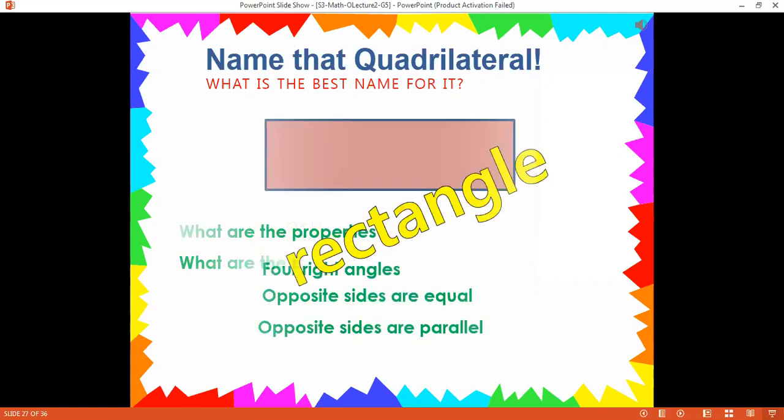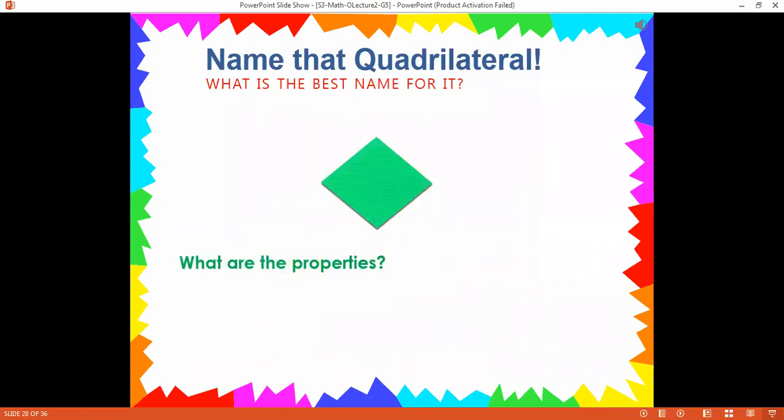Look at this. Yalla, give me the properties. Is it a trapezoid? If not, don't give me the name, give me the properties. Give me the properties. It has 4 right angles. No, 4 equal sides.